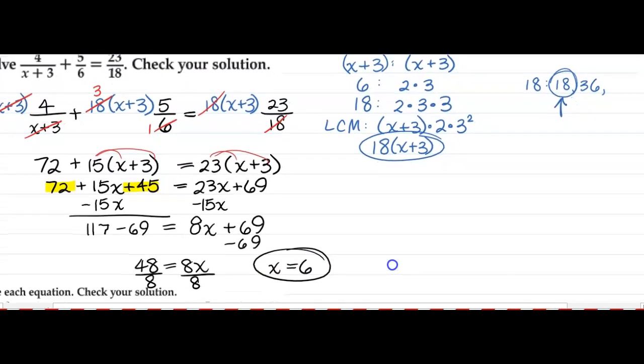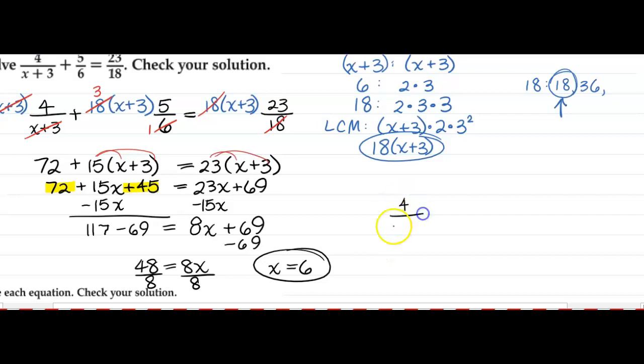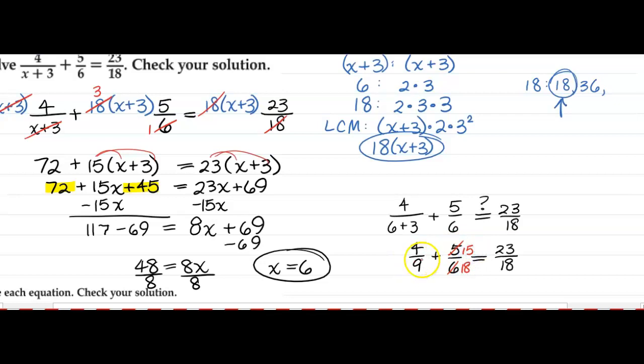And if we plug this back into our original problem, 4 over 6 plus 3 plus 5 over 6, does that equal 23 over 18? Well, this would be 4 over 9 plus 5 over 6. I need to have a common denominator, so I'll make that an 18, I'll make that a 15, I'll make that an 18, I'll make that an 8. You could just use your calculator though, that would be fine as well, but 8 plus 15 is 23. So yes, this is our solution.